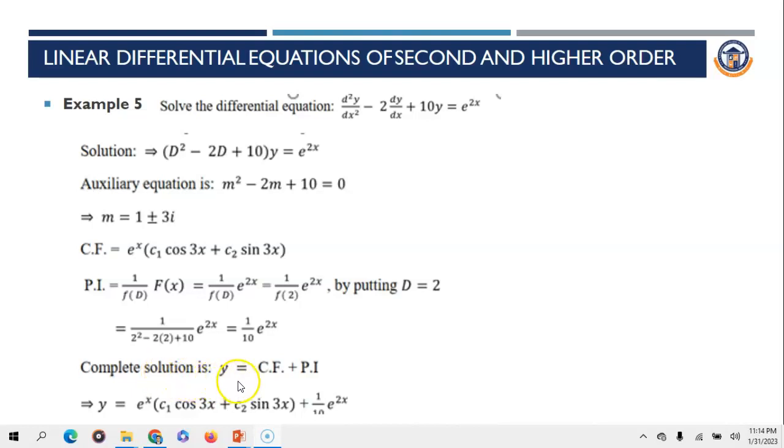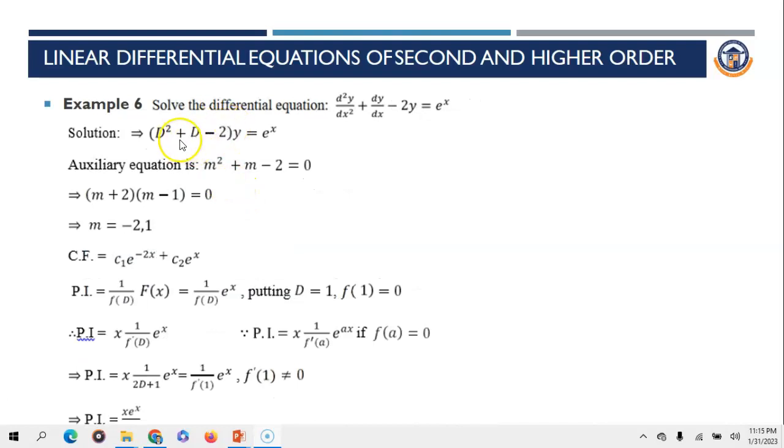The complete solution is complementary function plus particular integral. Therefore y is equal to e power x into (c1 cos 3x plus c2 sin 3x) plus 1 by 10 e to the power 2x. So similarly we can work out another problem.